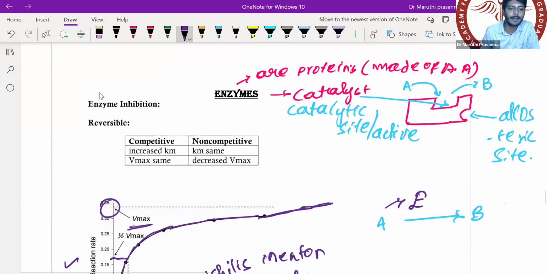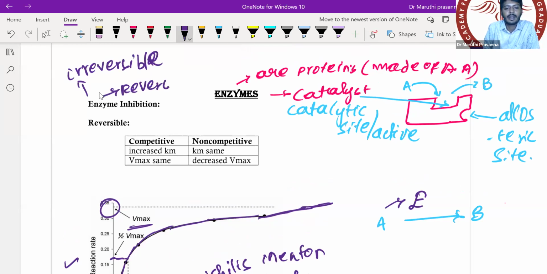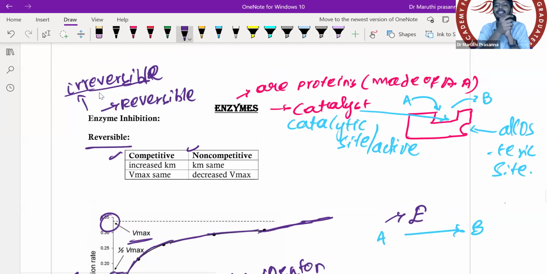So first let's study enzyme inhibition. Enzyme inhibition can be irreversible, and one more type can be reversible. In the reversible, my dear students, I have two types: competitive inhibition and non-competitive inhibition. In the irreversible, once the enzyme is blocked, it is blocked forever. There is no reactivation of the enzyme in irreversible inhibition. But in reversible, reactivation is present.